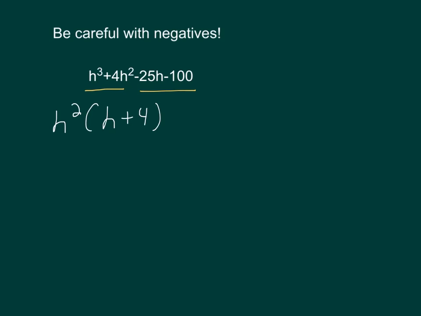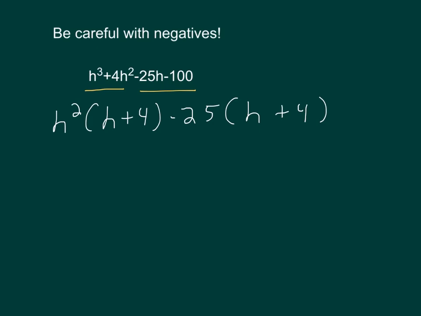So I think, how do I transform negative 25h into h? Well, I'd have to take out of that a negative 25. And that's going to leave the h there. I just have to make sure that this is actually going to work, because if I take out a negative 25, I'm also taking a negative 25 out of negative 100. That's what allows it to become plus 4. And so I have h squared times h plus 4 minus 25 times h plus 4.